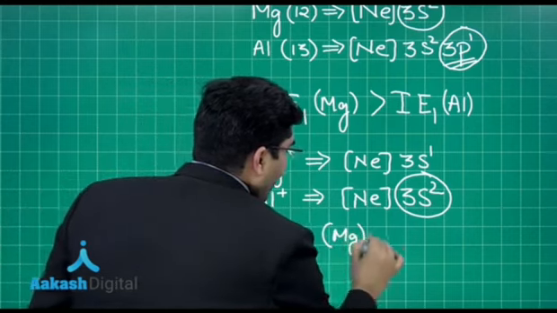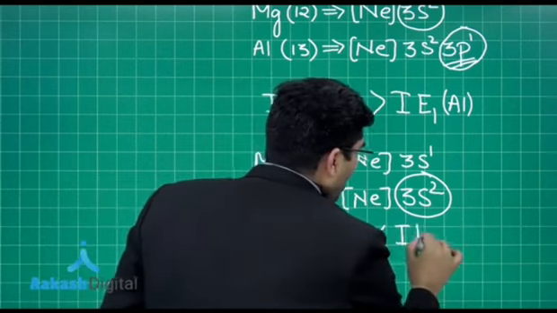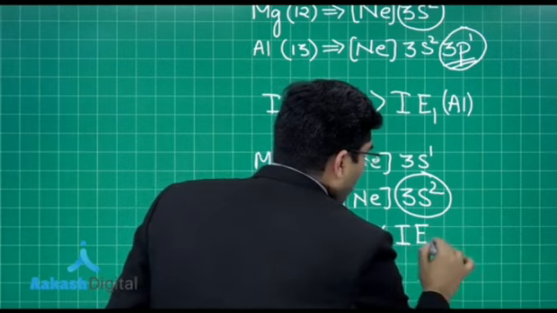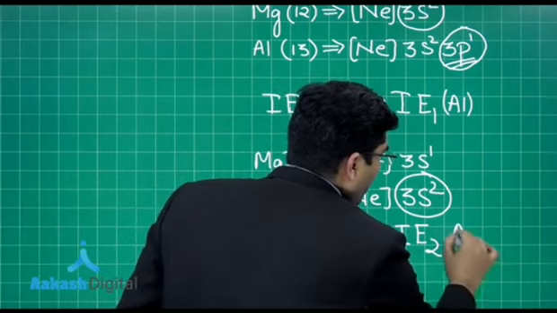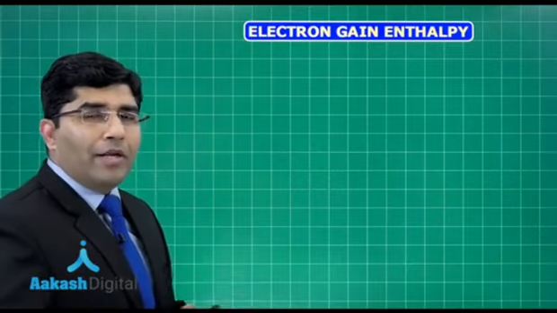that will be smaller than the ionization energy 2 of aluminium. Now, what is electron gain enthalpy?